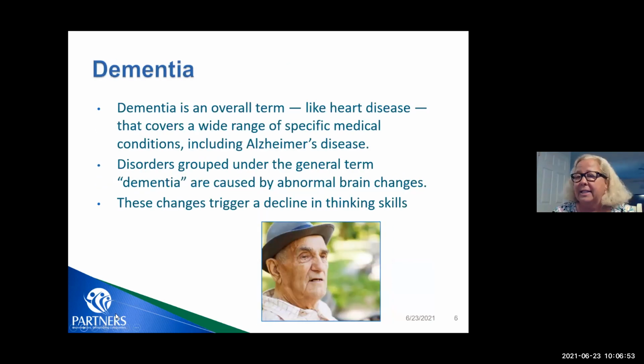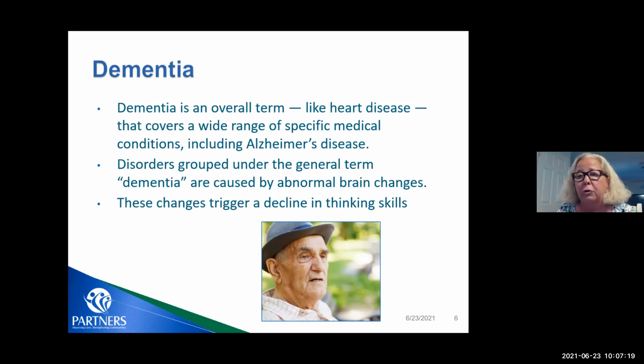And like I said, dementia is an overall term. It's an umbrella term. It's like if you had two fellows standing there and both of them had heart disease, but one of them has had a heart attack and one of them has congestive heart failure. Those are two different things. Two different things have damaged their heart, but it affects how their heart functions. So you say they fall under the umbrella of heart disease.